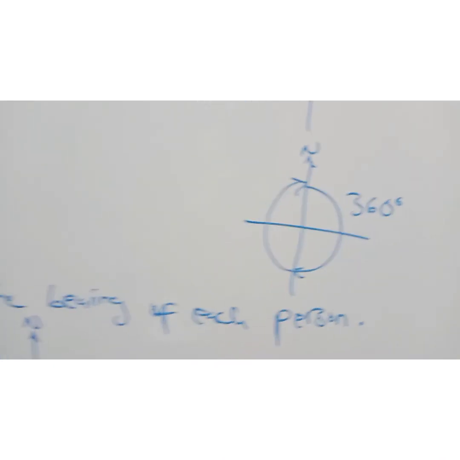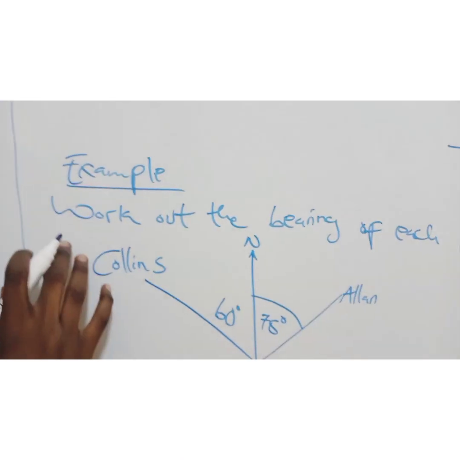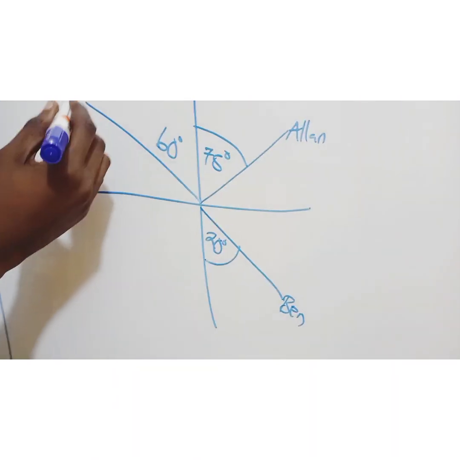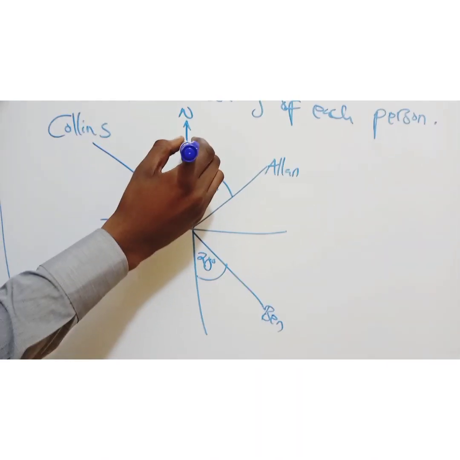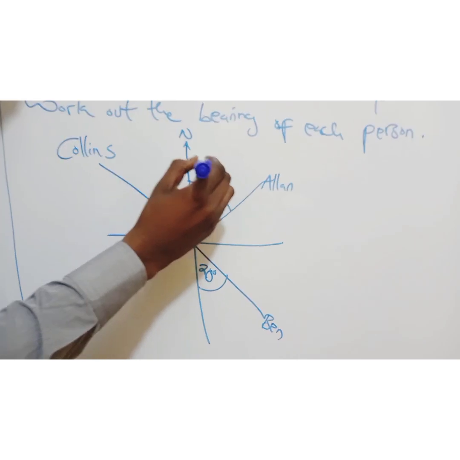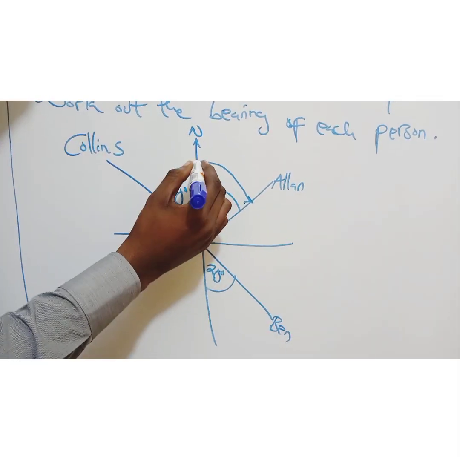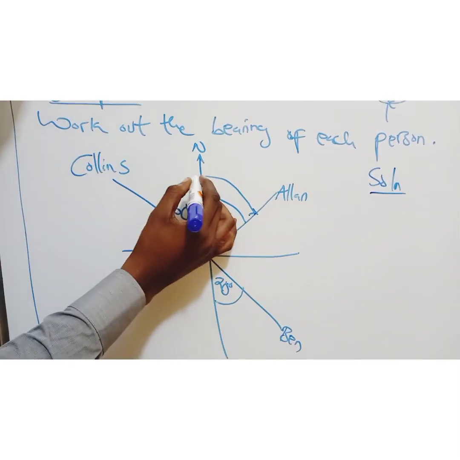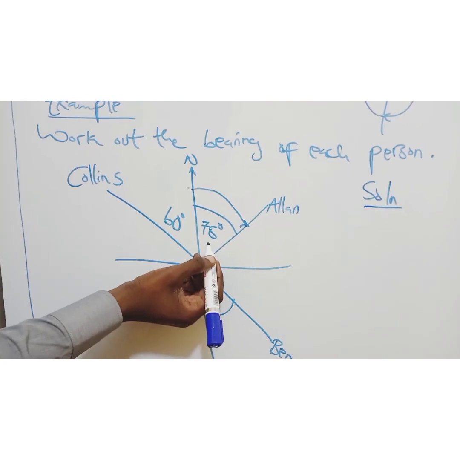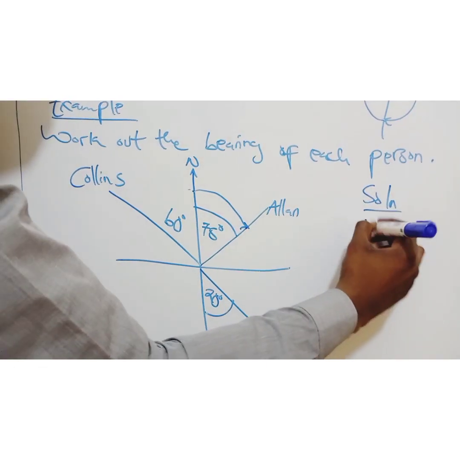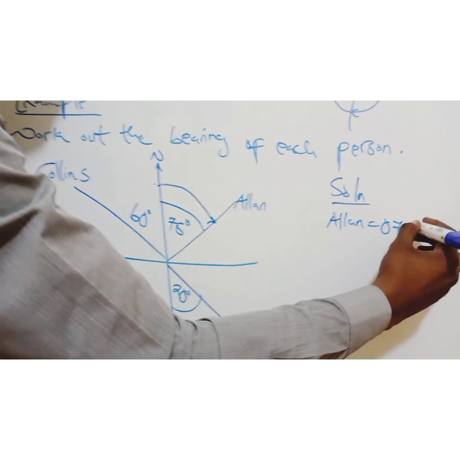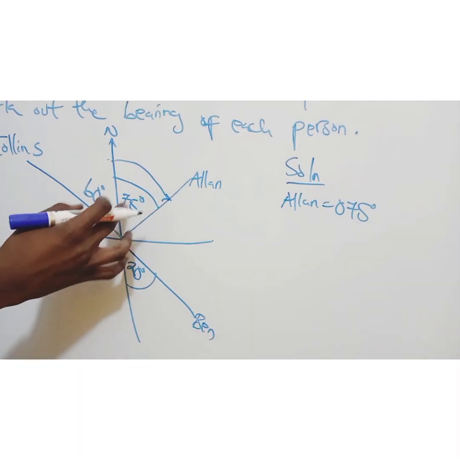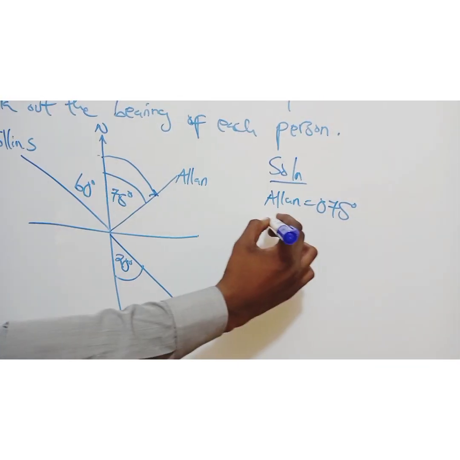Now let's look at a simple example. Foundation. Work out the bearing of each person. So we have Alan, we have Ben, we have Collins. As I've said, for bearings we start from the north, till we touch the line for Alan. So solution. From here up to here, what number is there? It's 75. So the bearing for Alan will be 075, because from here up to here is 75. But a bearing has to have three figures.